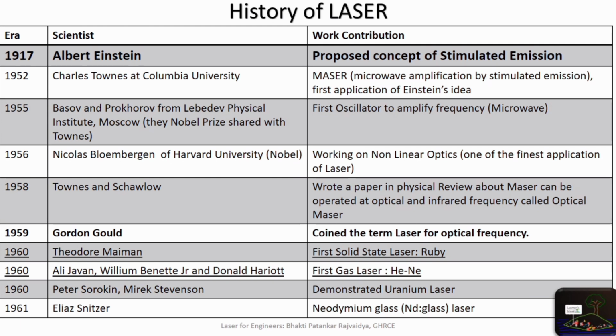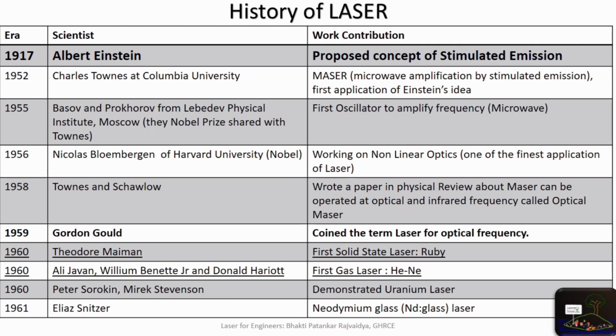In 1955, Russian scientists Basov and Prokhorov developed the first oscillator to amplify microwave frequency. These three were awarded the Nobel Prize for their contribution. Then the research work kept going related to lasers, like Nicolaas Bloembergen worked on nonlinear optics in 1956. In 1958, Townes and Schawlow, through a research paper, communicated the idea that masers can be operated in optical frequencies as well. In 1959, Gordon Gould coined the term laser for optical maser.